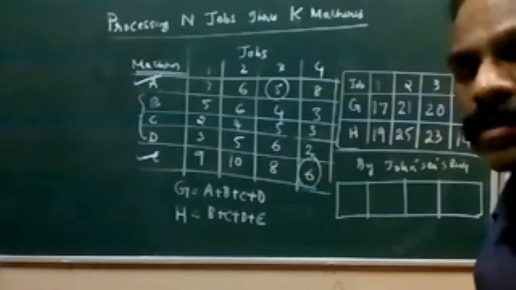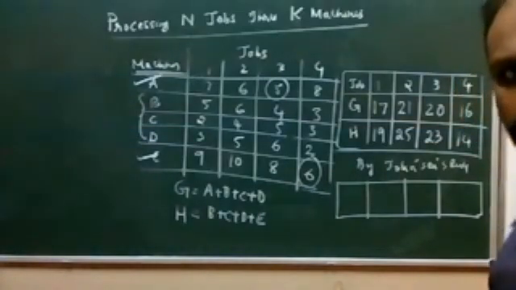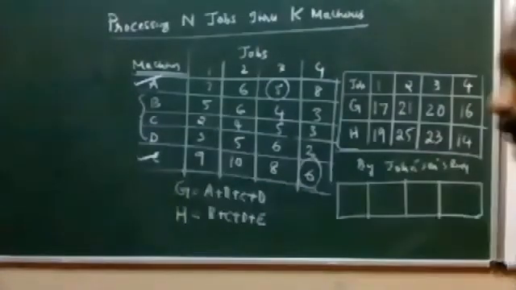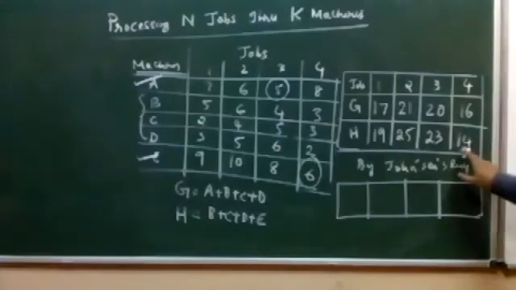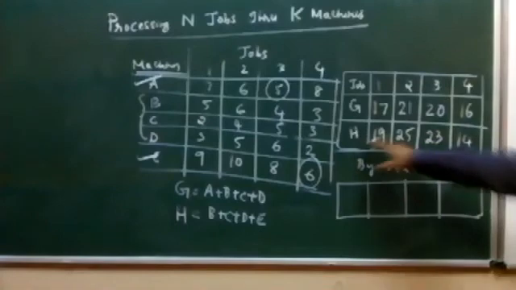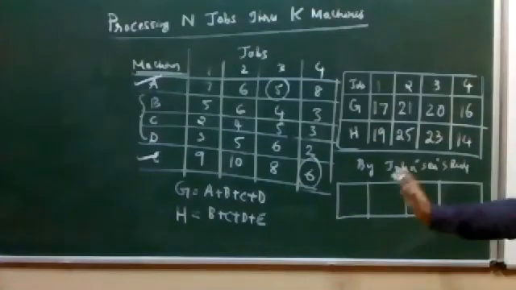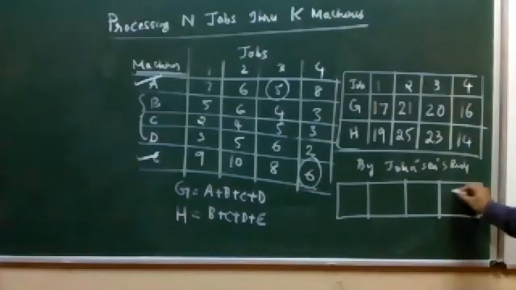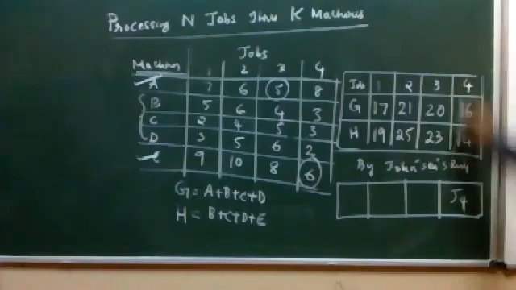Can you please tell me the sequencing? First is J4, sir. Because you can see that the lowest processing time is 14, and 14 happens to be on machine H. Therefore, we come from the right side, and this will become J4. Very good.